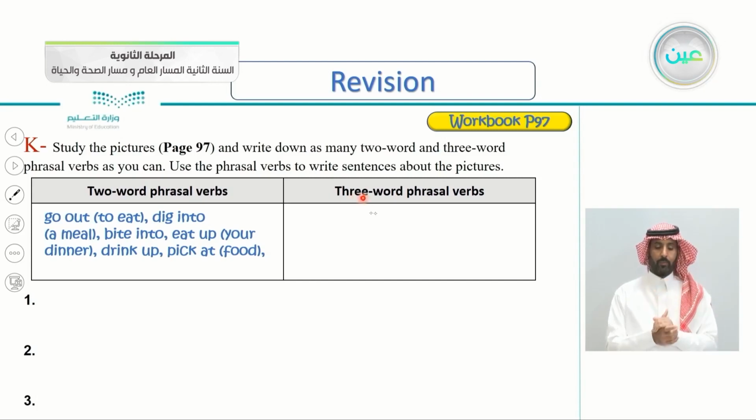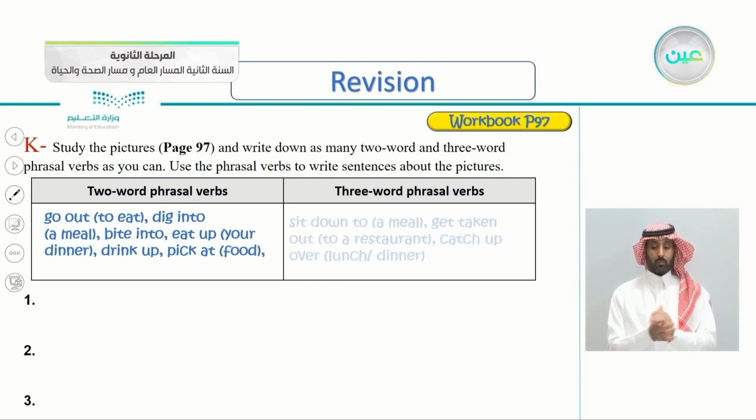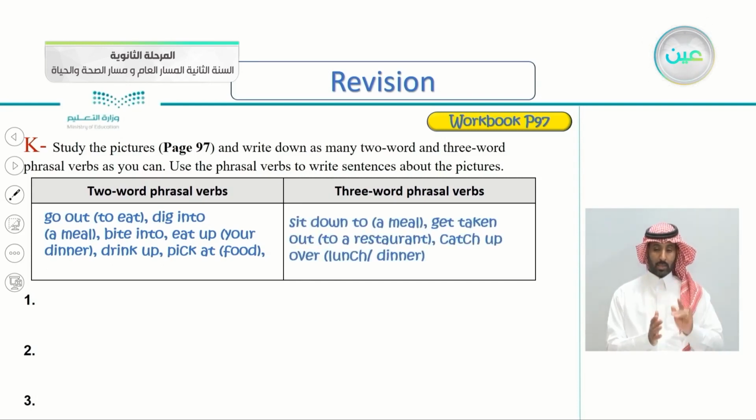So what about 3-word phrasal verbs here? Can you come up with 3-word phrasal verbs? So I've written here, sit down to a meal, of course, sit down to, referring to a meal. Get taken out to a restaurant, for example, someone taking you to a restaurant. Catch up over, to catch up over dinner or lunch, to catch up over.